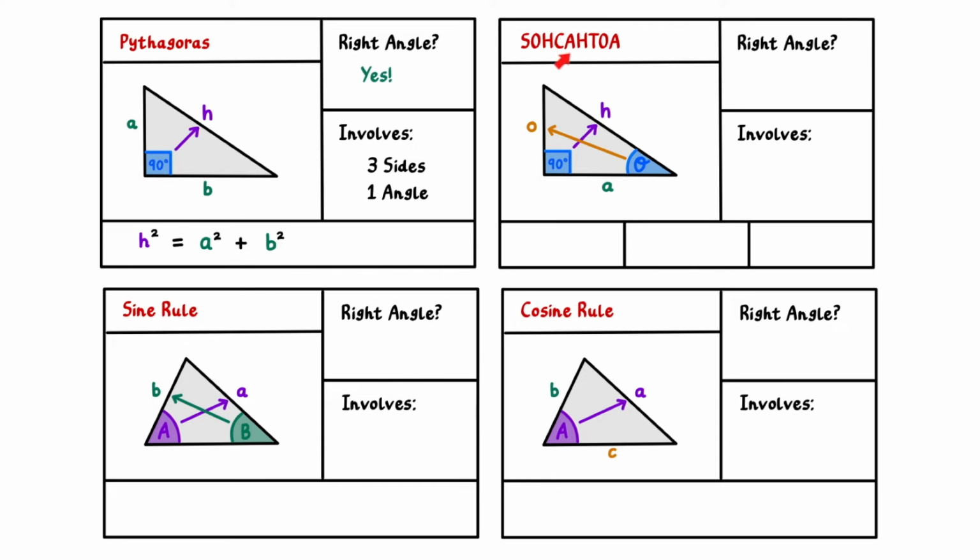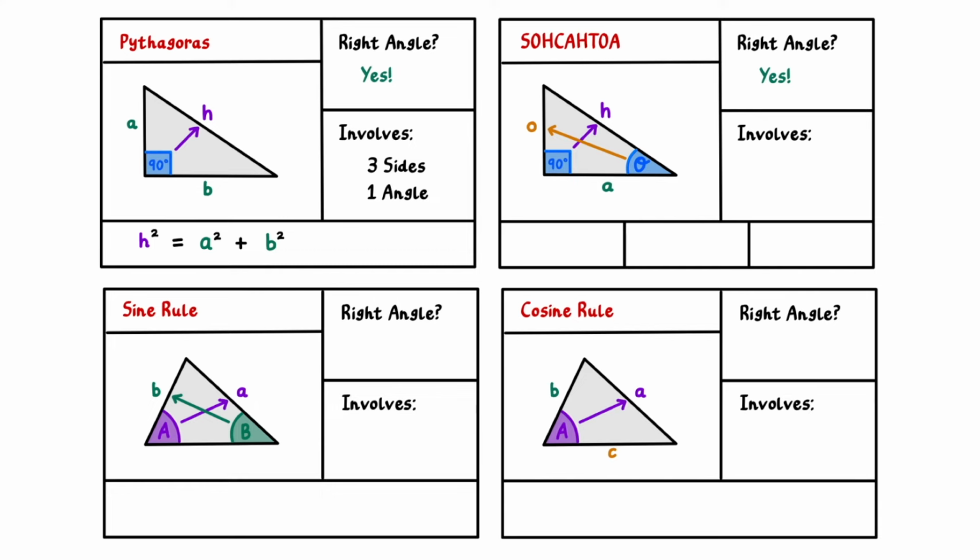To apply the SOHCAHTOA method, we must have a right-angled triangle which has another angle, theta, marked in. The side across from the right angle gets labelled h for hypotenuse. The side across from theta is labelled O for opposite. And the third side is labelled A for adjacent.